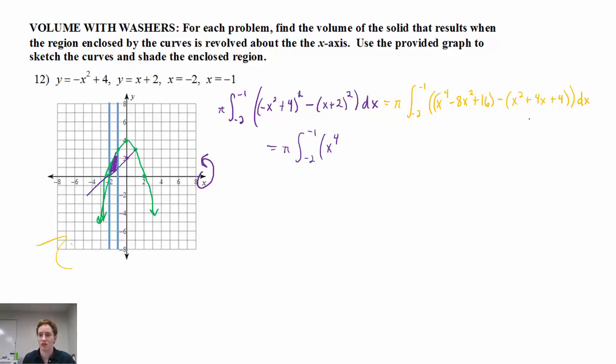So we do x to the fourth. Negative 8x squared minus x squared is negative 9x squared. And then we would put minus 4x. And then 16 minus 4 is plus 12. Then we're going to power rule this.